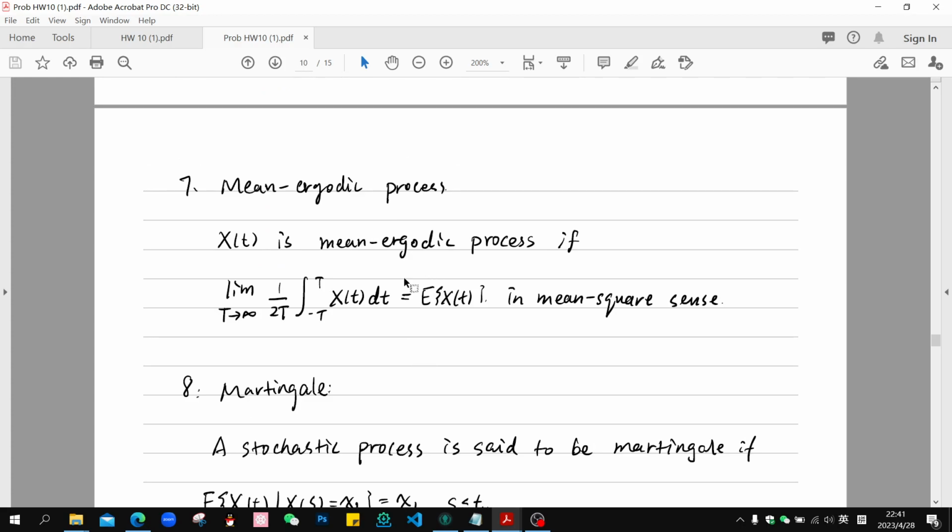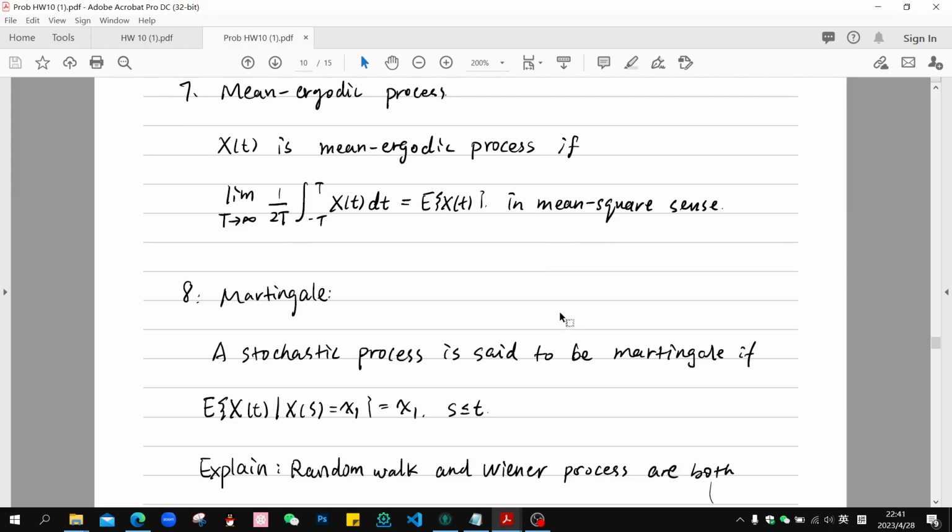The mean ergodic process. x(t) is a mean ergodic process if the limit, as T goes to infinity, of 1 over 2T times the integral from minus T to T of x(t) dt equals the expectation of x(t) in a mean square sense.